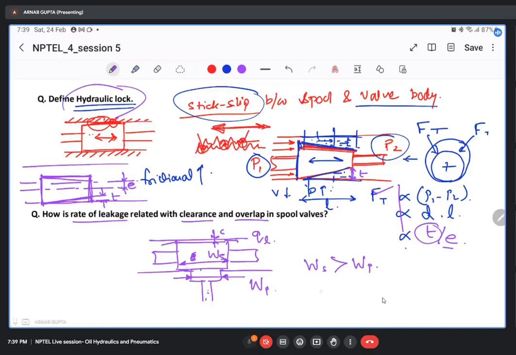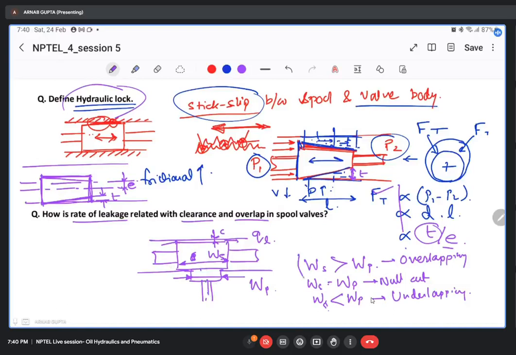So there can be other conditions also, like WS equal to WP, depending on how you are designing the spool and the ports. And again, depending on this, your flow characteristics will change. So in this case, you will be having null cut condition. In this case, you will be having overlapping condition. And in this case, you will be having underlapping condition. And accordingly, as you can understand, the flow through this particular port inside the valve will also get affected by the three conditions.